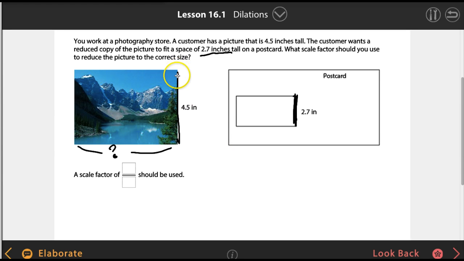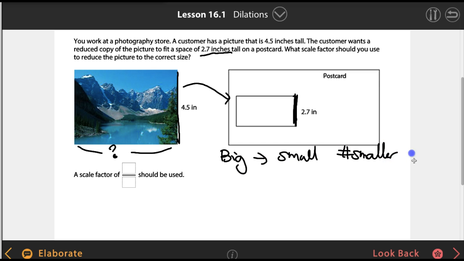Okay, so we have to reduce the whole thing, the height, also the length or the width, however you would say. I like to say that. So what is the scale factor you should use? So we're doing the same thing again. So we're going from this big picture to the small picture in the postcard. So again, we're going from big to small. So we need to use a number that's smaller than 1. This is the exact same question as the previous one, right? So we're going from 4.5 and then we're moving to 2.7.